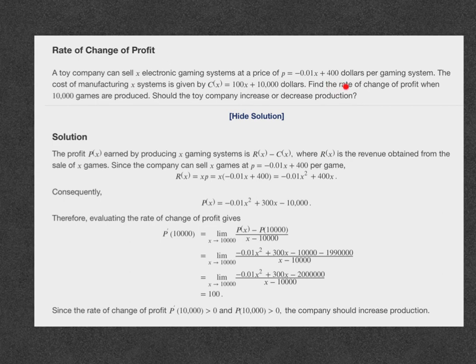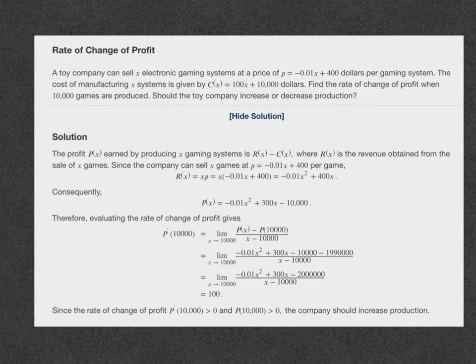Then it says find the rate of change of the profit. And profit, I don't know if you knew this, but profit equals revenue minus cost. Again, I'm going through the overview quickly. You could read this, pause it, and read it if you want to understand it more fully. But it says find the rate of change of the profit when 10,000 games are produced. Rate of change, derivative, slope at a point. That's a big thing there.